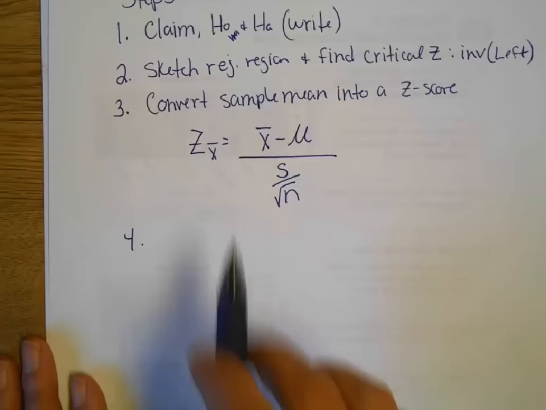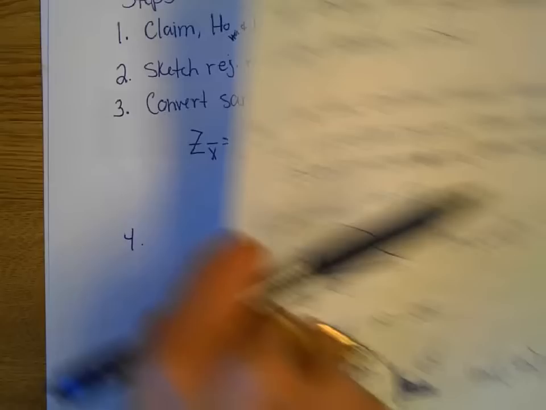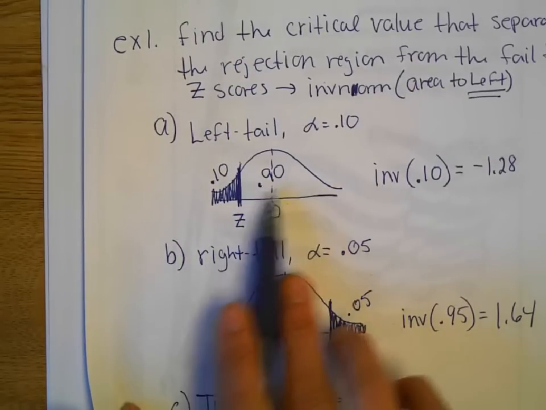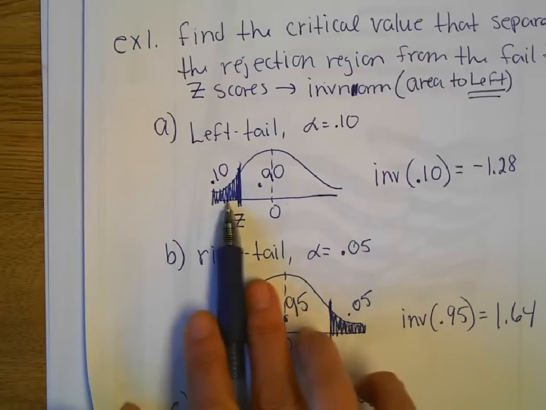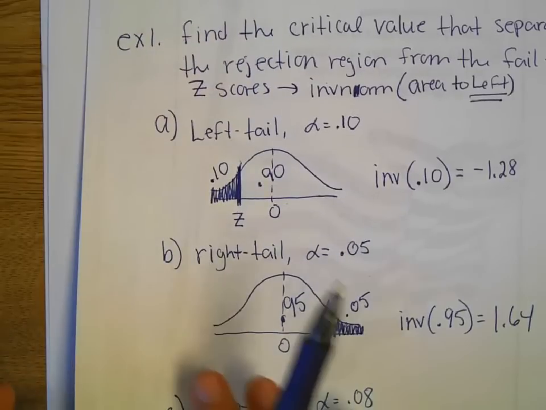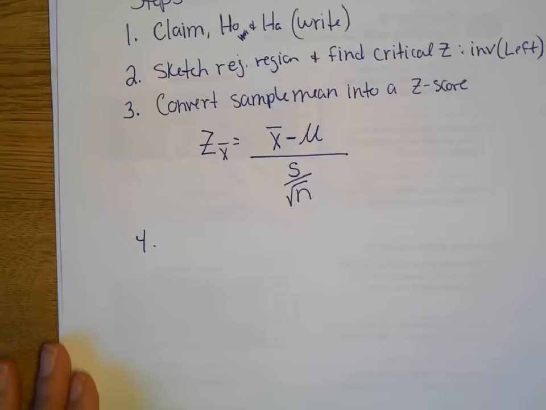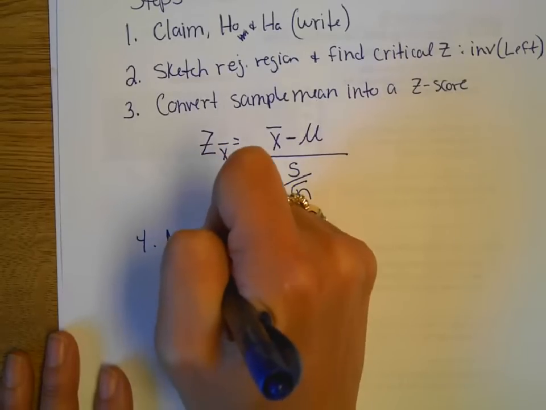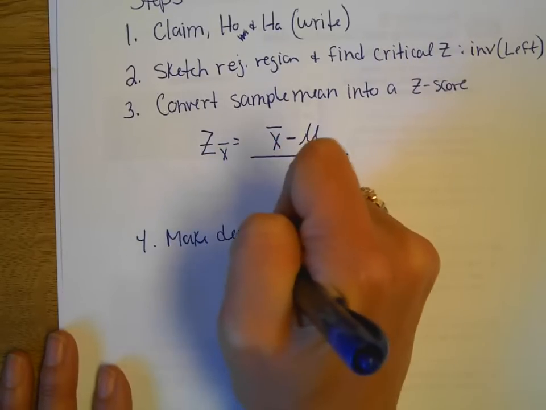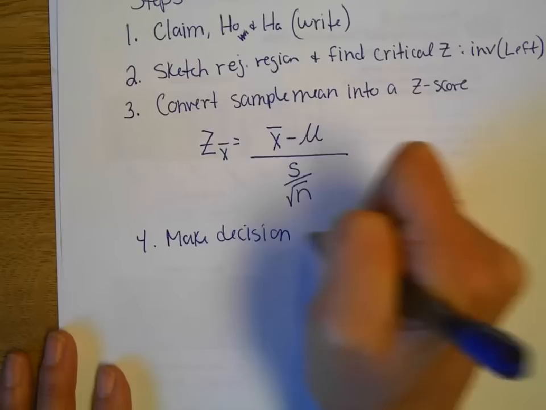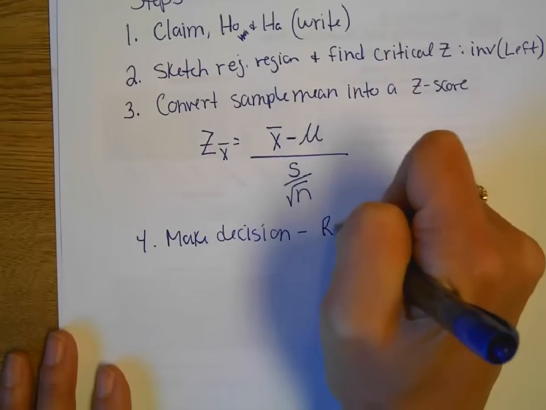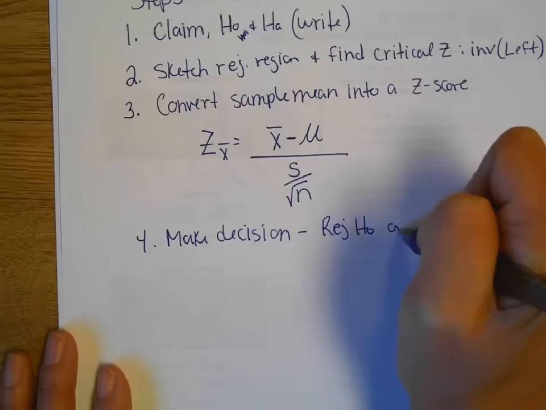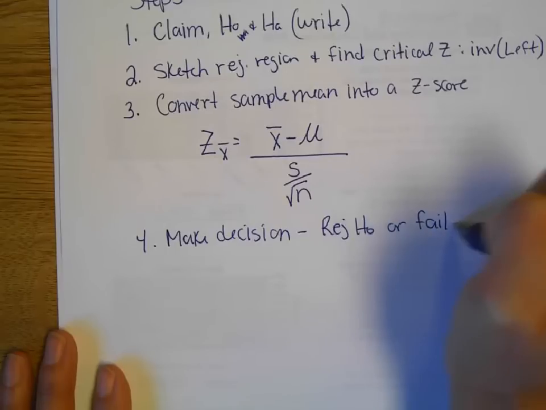Okay? So now, once you've got your sample mean, you decide whether your sample mean falls in the unshaded fail to reject region or into the reject region. So now you're ready to make your decision. Step 4 is to make a decision: reject the Ho, or fail to reject the Ho.